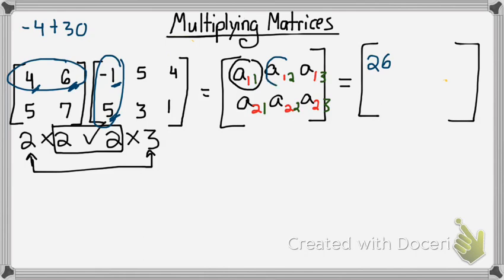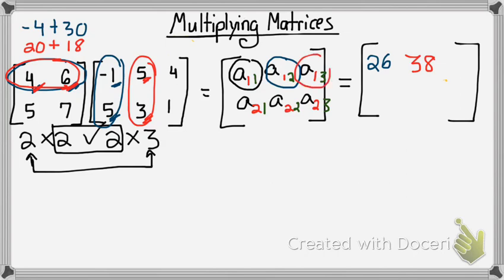Now I'm about to do what answer goes right here. Since my subscripts say 1 and 2, I'm going to focus on the first row in the first matrix and the second column in the second matrix. All right, 4 times 5 gives me 20, and 6 times 3 gives me 18. When I add those together, I'll get 38, and I'll put it in that spot.